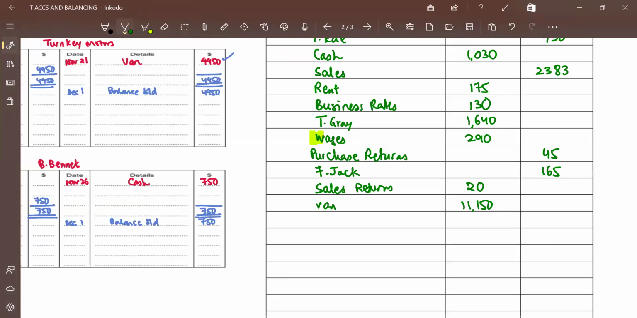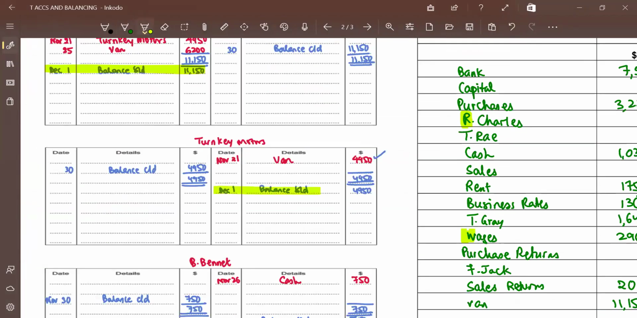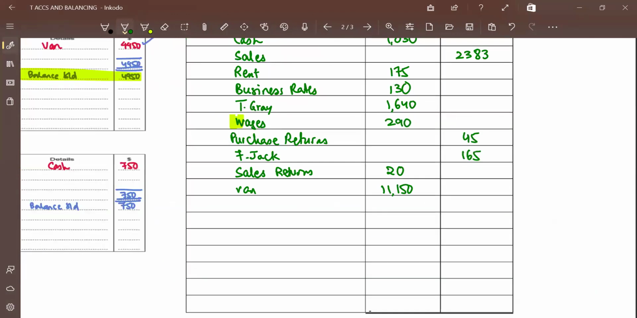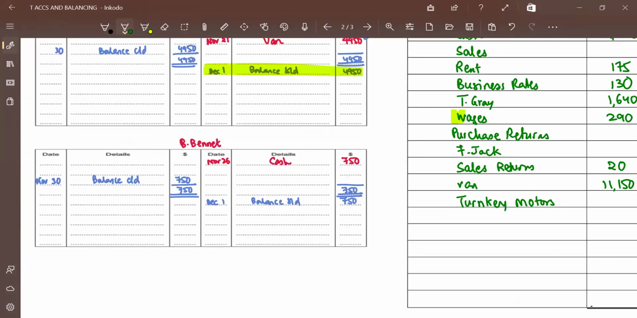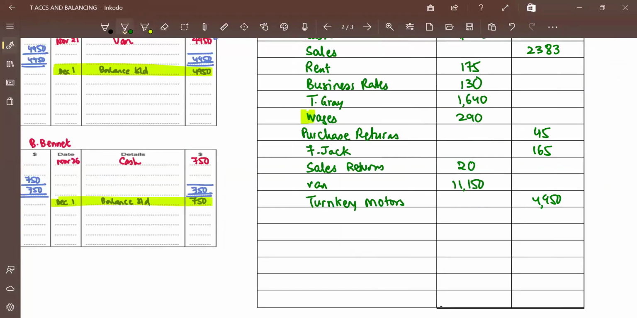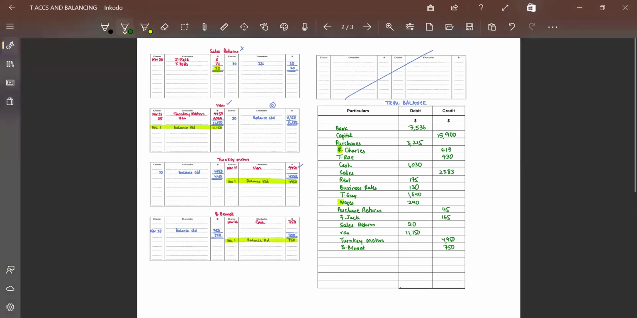11150. And then you have Turnkey Motors. You owe Turnkey Motors 4950 because you bought vans from Turnkey Motors. This business is a liability on us. We'll have to pay Turnkey Motors 4950 for the van purchased from him on credit. B. Bennett, it was a loan from B. Bennett. A loan is a liability. The balance is on the credit side, $750 on the credit side. It says loan from B. Bennett. You can write down B. Bennett, that's 750. Let's check, do we have any T account left? On this page we're done.